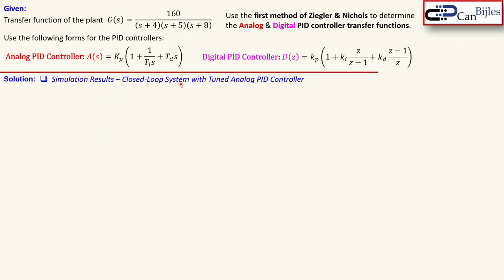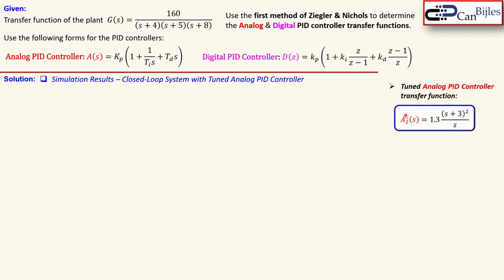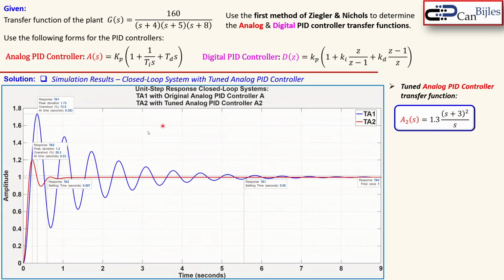Okay, now we will simulate this circuit using the tuned analog PID controller. So we will again look at the closed loop system, and this is now our tuned version of the analog PID controller. Again, I show you the blue line, which is the response of the system with the original PID controller we have designed, which is A, and now TA2, which is the closed loop system transfer function where we have A2 instead of A. So the red one is that.